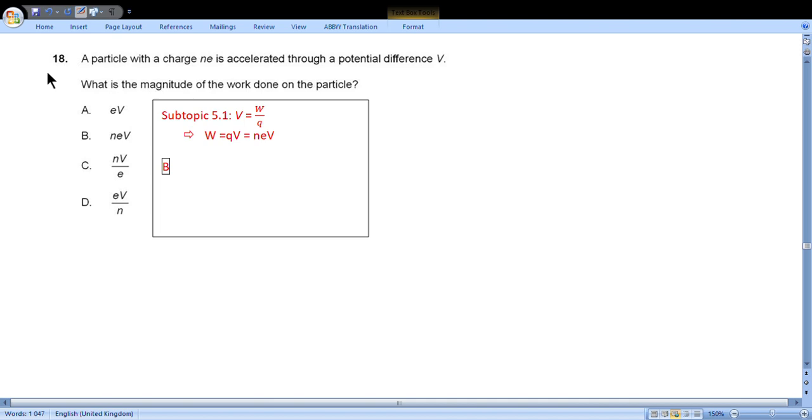Question 18. A particle with a charge of NE is accelerated through potential difference V. What is the magnitude of the work done on the particle? Subtopic 5.1. Potential difference equals work over charge. Rewriting, work equals charge times V. Charge is NE, so NEV, so we get B.